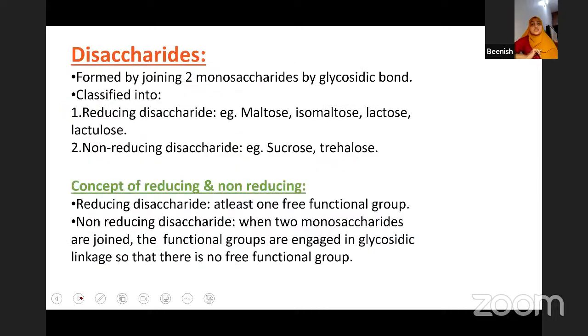Now moving forward to disaccharides. Disaccharides are formed by joining 2 monosaccharides by a glycosidic bond. Your glycosidic bond is a covalent bond.